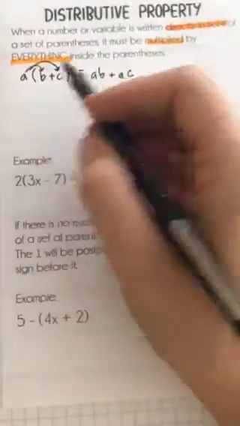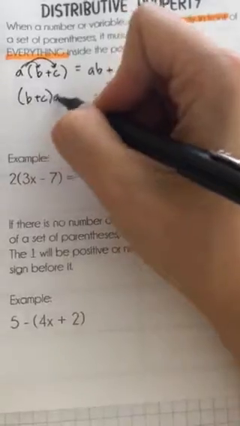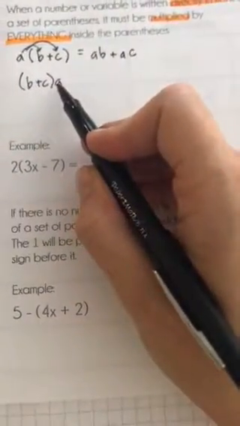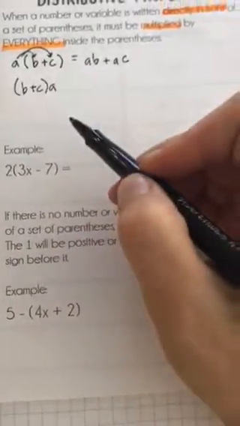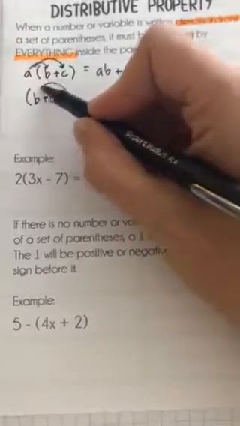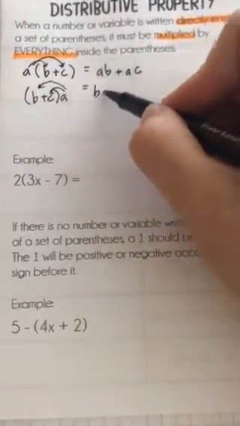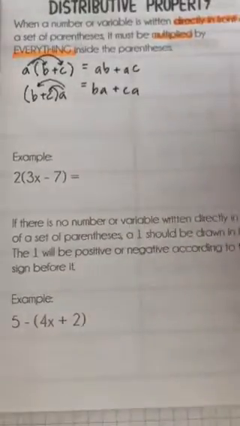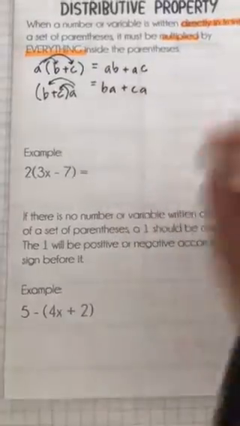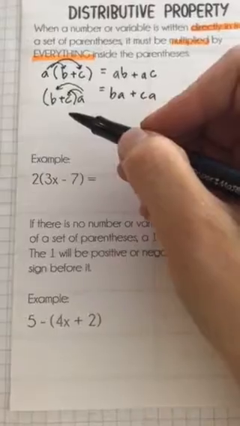Doesn't matter if that variable is written out front or at the end of the parentheses. Again, the parentheses and the number have nothing in between them. So we end up, again, distributing. That a goes to both of those terms, and we end up with BA plus CA. Same thing because of that commutative property. And again, it doesn't matter what sign is inside the parentheses either.